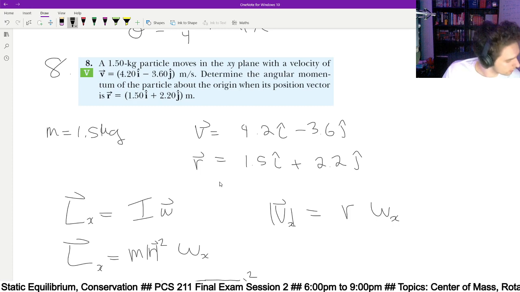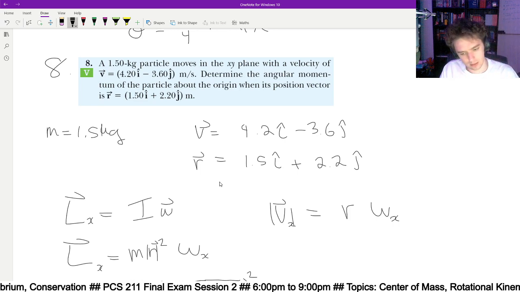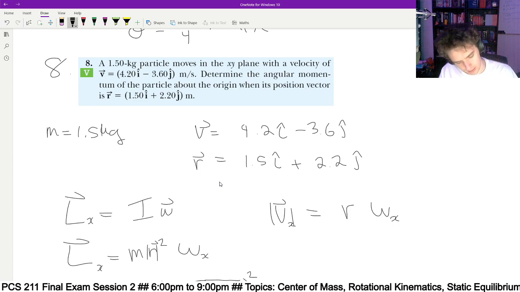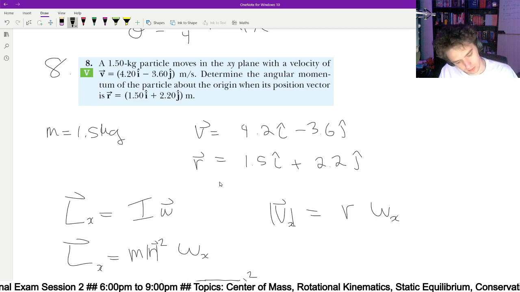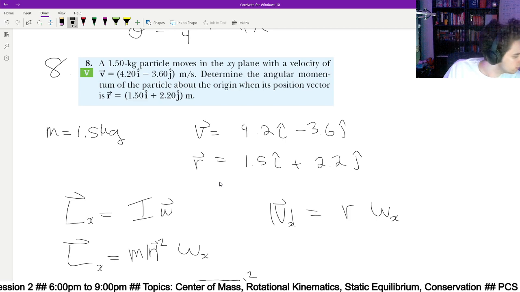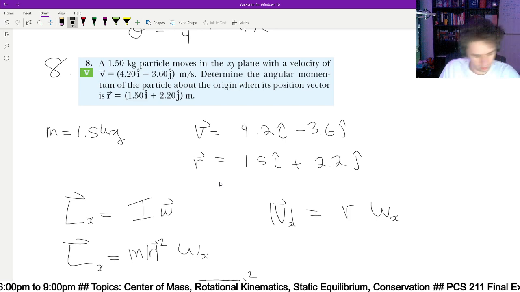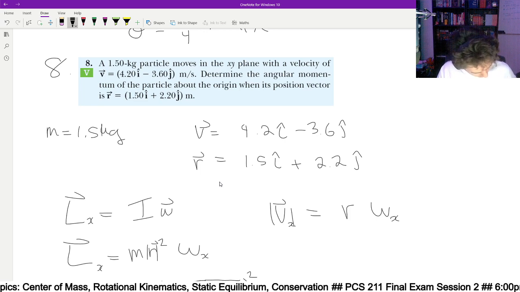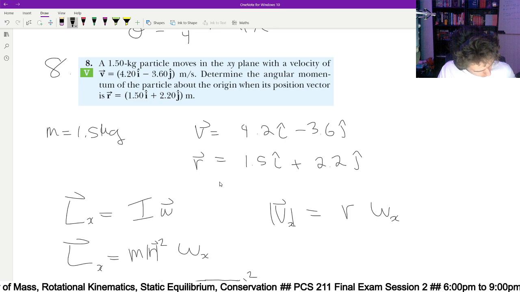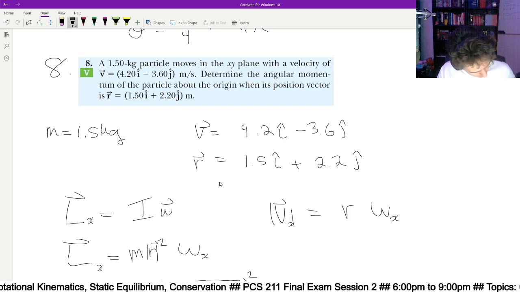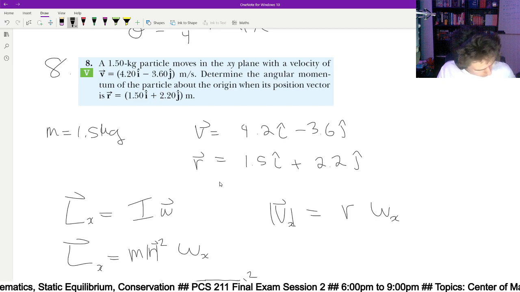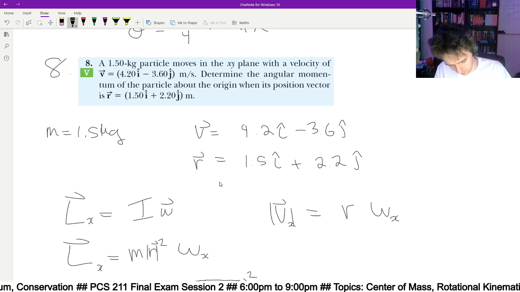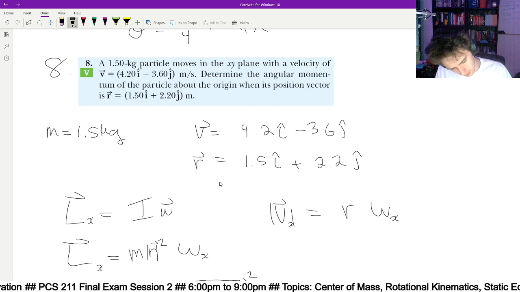Let me look at my notes here quickly. Yeah, I think you might be right. Let's see. Second for rotation, that's not what we need. We need angular. No, I don't need that. There, angular momentum. Yeah, you're right.